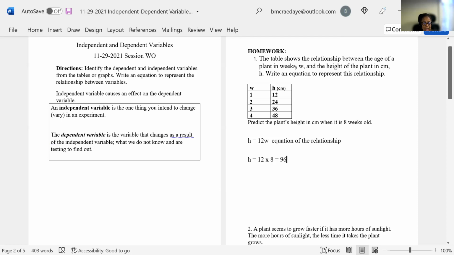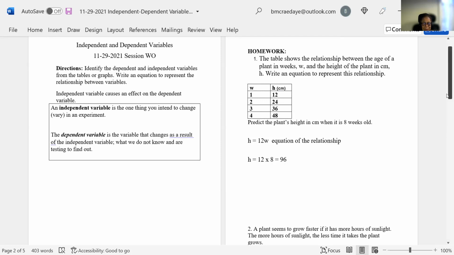Now remember the relationship has to show both the independent variable, which is W, and the dependent variable, which is the height. In other words, the height is dependent upon the number of weeks that the plant grows. Got it? Okay, so that was number 1.